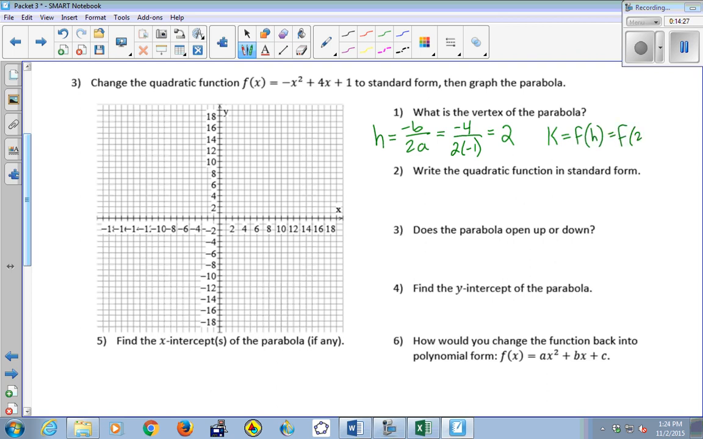So f of 2. If you plug a 2 in here, 2 squared is 4, make it negative, you get negative 4. Negative 4 plus 8 is 4, plus 1 is 5. So my vertex is at 2, 5.